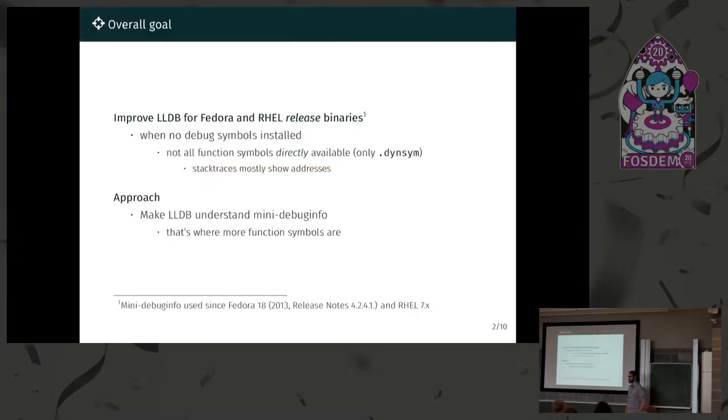The goal of this whole project was to improve LLDB as a debugger for Fedora and RHEL binaries, where you mostly have only release binaries. You don't have debug symbols installed, and that means you don't have any symbols directly accessible. Whenever a program crashes and your tool picks it up, you only see addresses and no symbol names. The approach was to make LLDB aware of mini debug info, which is the concept we're going to talk about. I may use mini debug info and the GNU debug data section interchangeably, so please excuse that. Mini debug info is where the symbols we are interested in are stored.